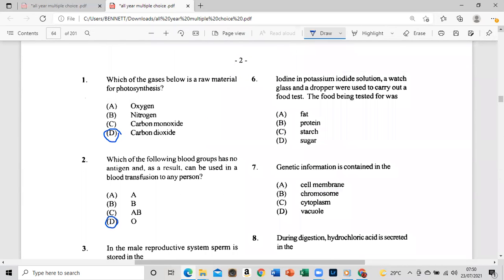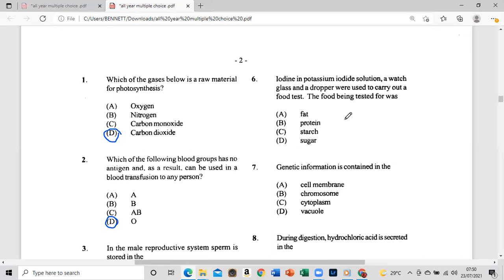Let's move on to number 6. Iodine in potassium iodide solution, a watch glass and a dropper were used to carry out a food test. The food being tested for, is it A, fat? B, protein? C, starch? Or D, sugar? So number 6 is starch.